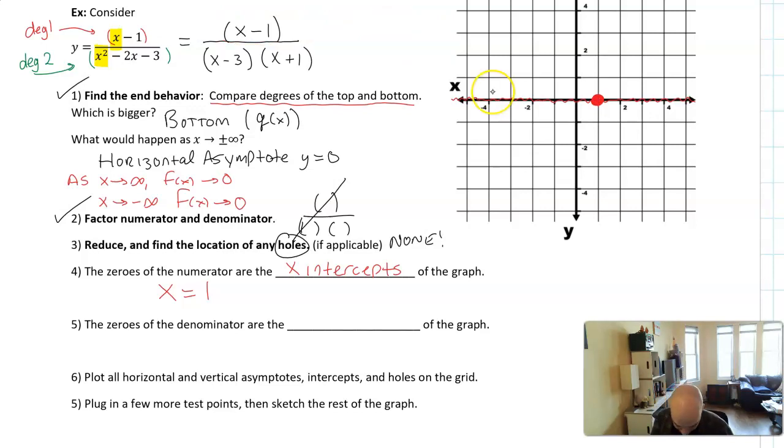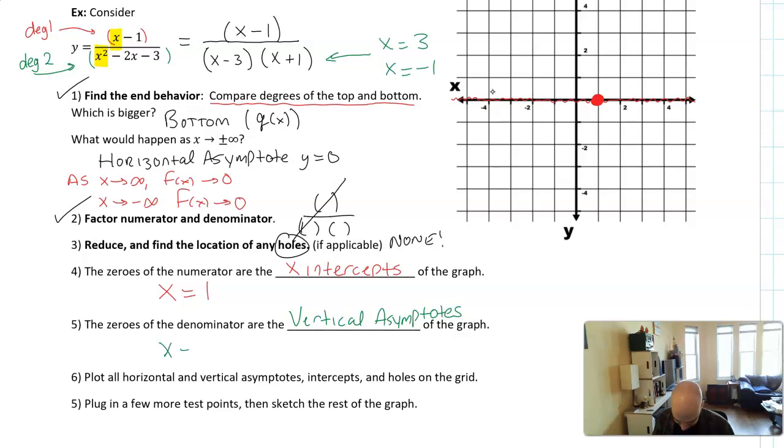The zeros of the denominator are going to be the vertical asymptotes of the graph, because those are the things that will cause you to have division by 0. Division by 0 is undefined. Even if we have something like 0 over 0, still undefined. So the vertical asymptotes of this graph are going to be the zeros of those terms, which would be x equals positive 3 and x equals negative 1.